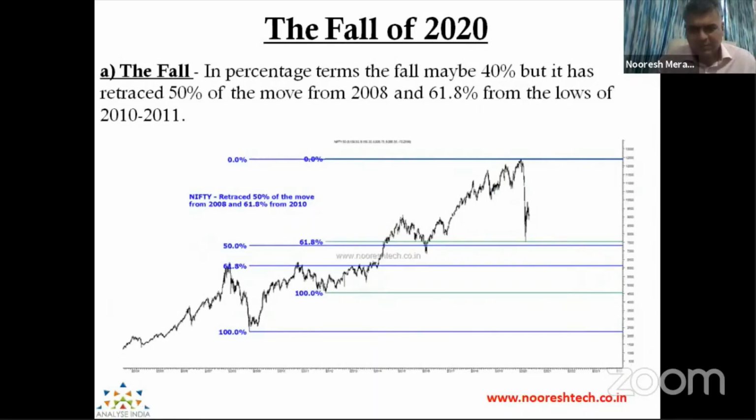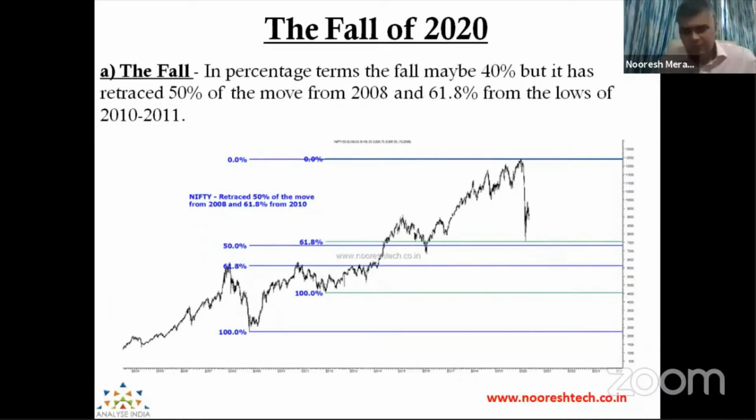Now let us look at the fall of 2020. In percentage terms, the fall is 40%. But what you notice is, it has retraced 50% of the move from 2008. And say consider from 2010, 11, or say 2013 onwards, we've retraced 67% of the moves from the various levels.